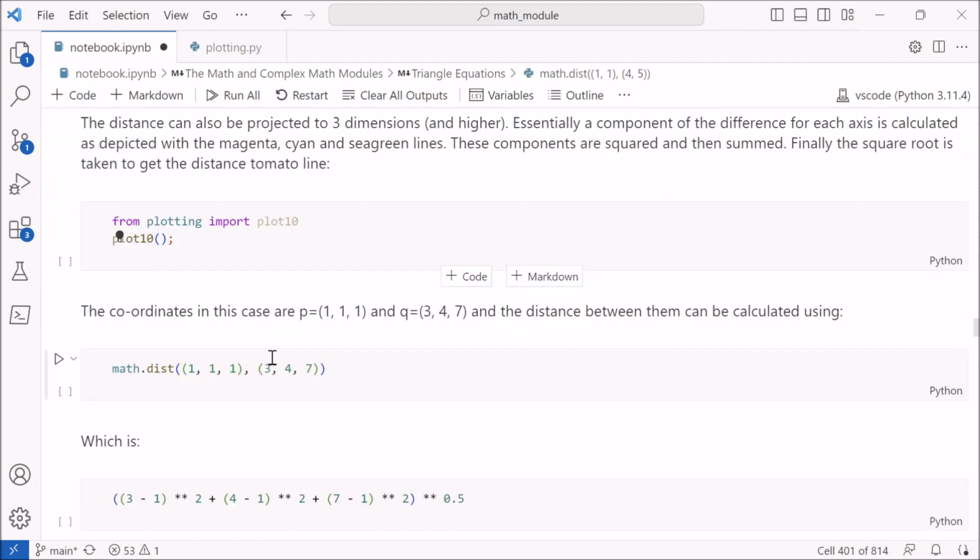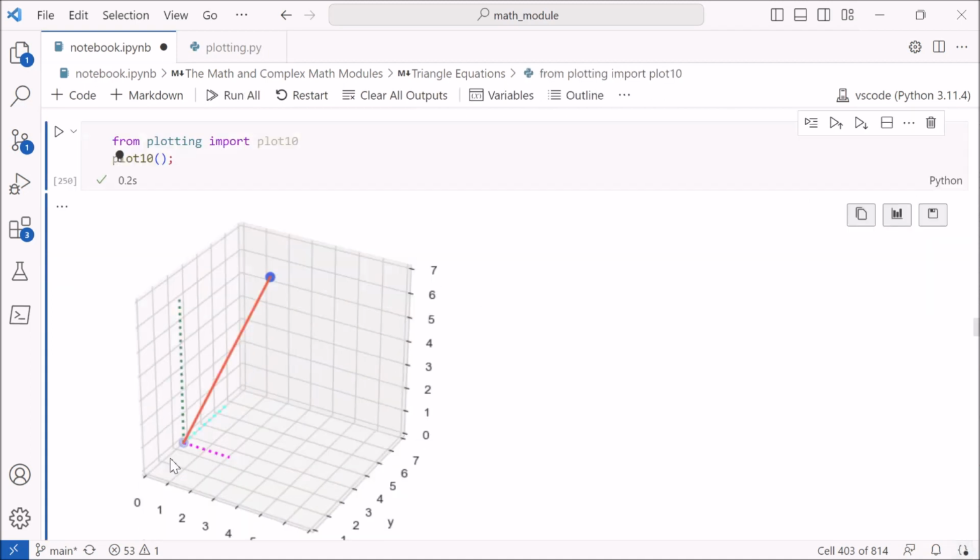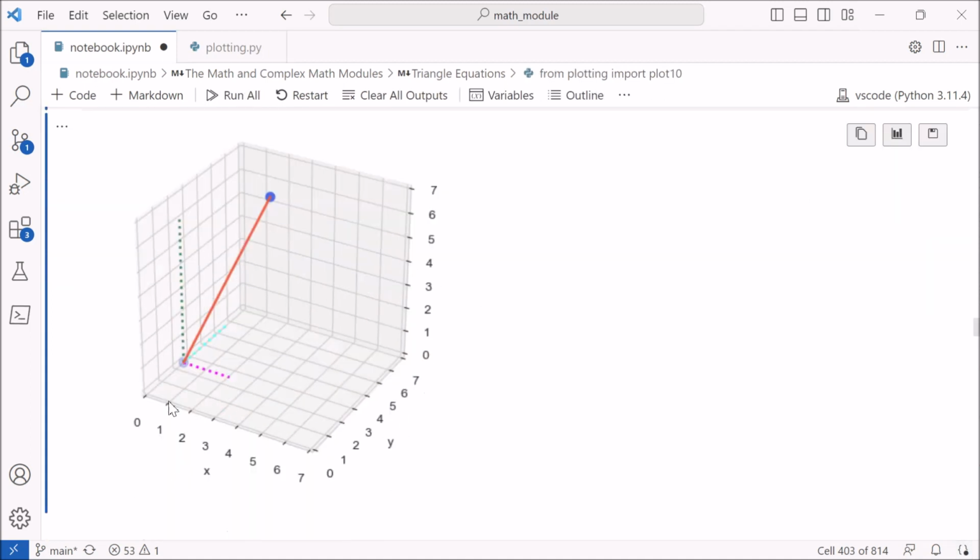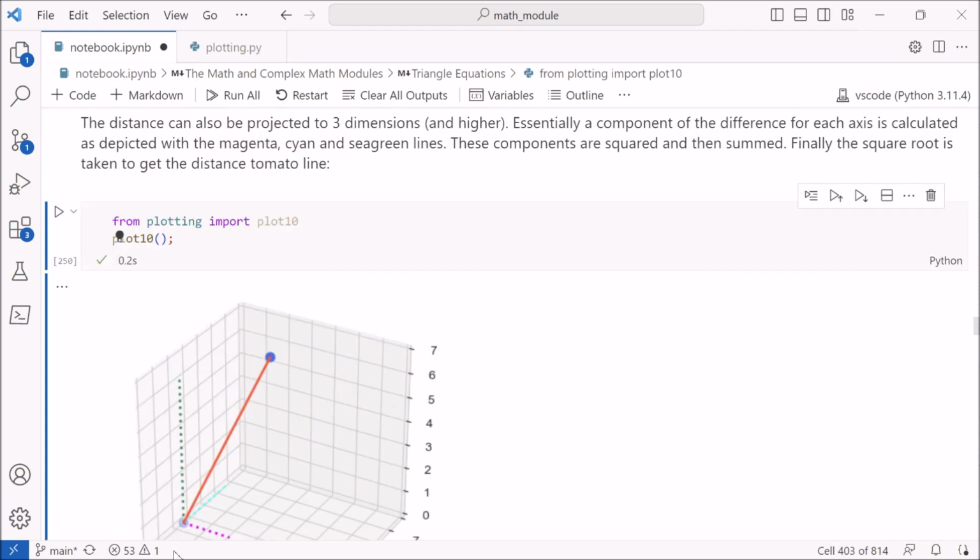So the distance can also be projected to 3 dimensions and higher. Essentially, when this is done, a component of the difference for each axis is calculated, and this is depicted with the magenta, cyan and sea green lines. So basically you've got a component along x, a component along y, and a component along z, and then you've got the distance from here to here, which is what you want to calculate.